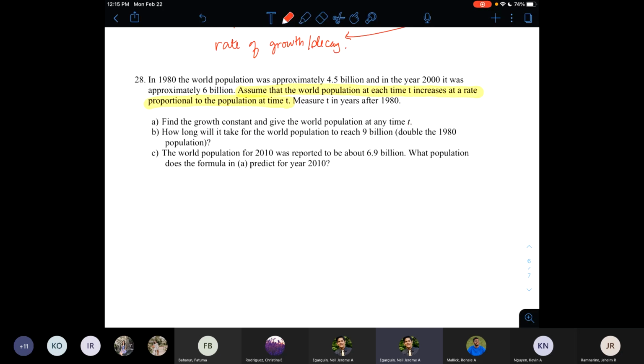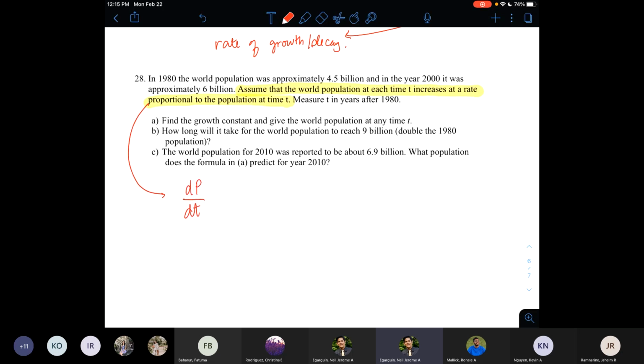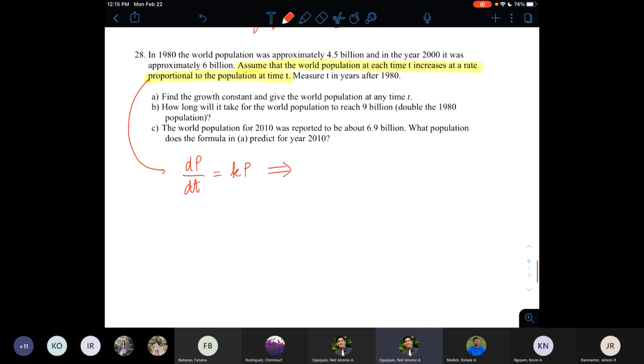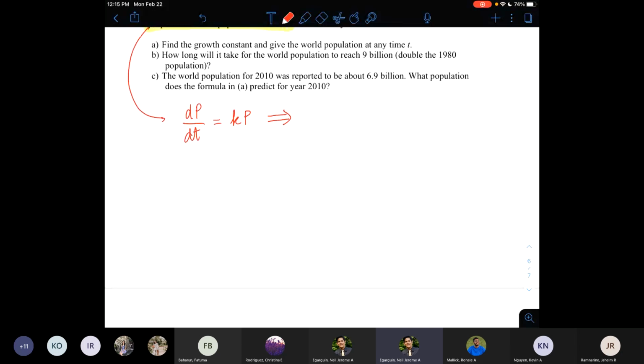So basically, that statement tells us that dp over dt, the rate at which the population changes, is proportional to the current population. But remember that earlier we already solved this separable differential equation. We said that the solution here is p of t equals p sub 0 e to the kt for some constant k. So we know what the model is, and we don't need to solve this differential equation over and over again. We can just rely on what we did earlier.